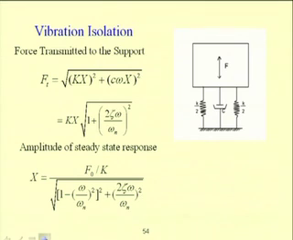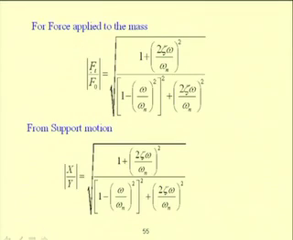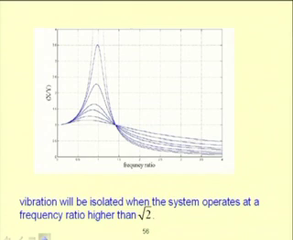So, one can find the expression for the force transmitted to the ground by the force of the machine, the amplitude of the external force. The expression is the same as that we have seen in the case of support motion. So, this x by y or ft by f0, one can get the same curve. One can isolate the vibration of the system if it is operated at a frequency higher than root 2.